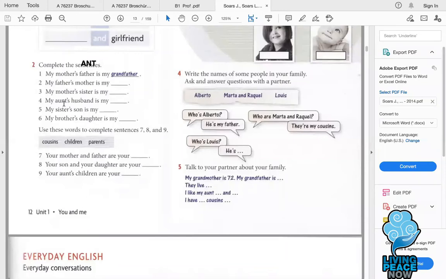Number 6, my brother's daughter. Oh, okay, we've done it. Thank you. My brother's daughter is my niece. Okay, so could you pick up a sentence and say it about your real family? For example, my nephew's name is, my niece's name is, my grandmother's name is. So one by one, you are going to tell us the name of real people in your family. Pick up a word, niece or grandmother or whatever, and tell us the real name of them.